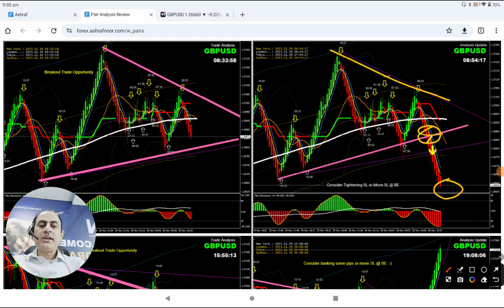Beautiful. As soon as the market hit the first target, that's what I explained to my traders. Either you can consider tightening your stop loss at the move, or move your stop loss to break even, or even you can bank some profit on pound dollar.